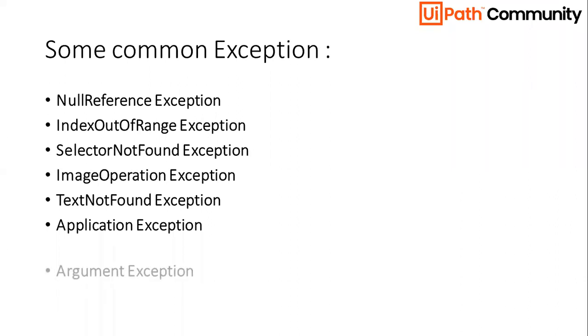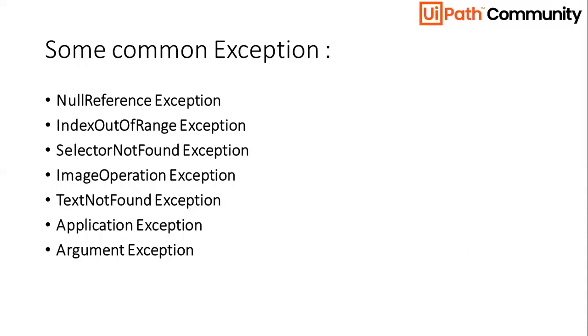Argument exception. So you must have seen in previous sessions that you have these three types of arguments: in, out, and in and out. Which is basically that you're passing something to a workflow, which is an in argument. If you're getting something out of that workflow, which is an out argument, and in and out is where you treat it both ways, that you are giving something and taking back something.